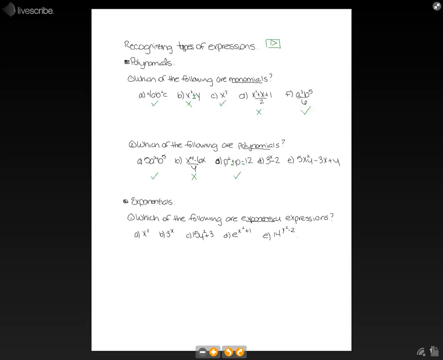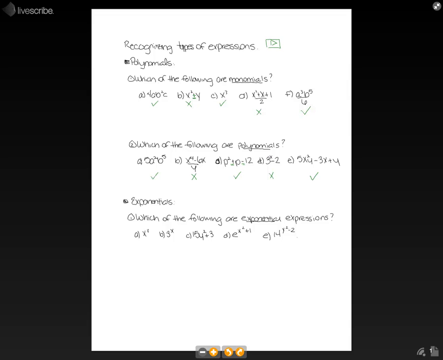For D, we have 3 to the x minus 2. This would be okay, except that our exponent is not a whole number. It is, in fact, a variable, so this cannot be a polynomial. For E, we have 5x squared y minus 3x plus y. Since all of the exponents are whole numbers, and since we only have addition and subtraction with no division of variables, this is a polynomial.